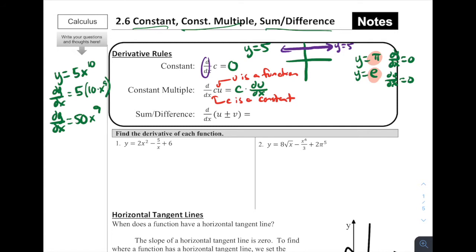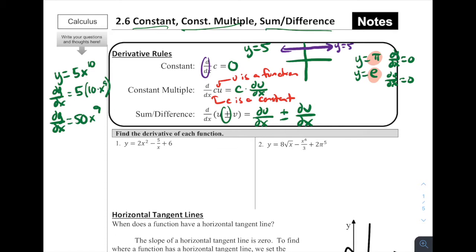Nice. What about the sum or difference? This is a nice one because this allows us to do derivatives of functions with multiple terms, things that are being added or subtracted together. All this is, it's going to be the derivative of u with respect to x, plus or minus, depending on whether it's adding or subtracting, the derivative of v with respect to x. So all this is saying is that if I have more than one term that are being added or subtracted, just take the derivative of each part and then add or subtract those pieces.